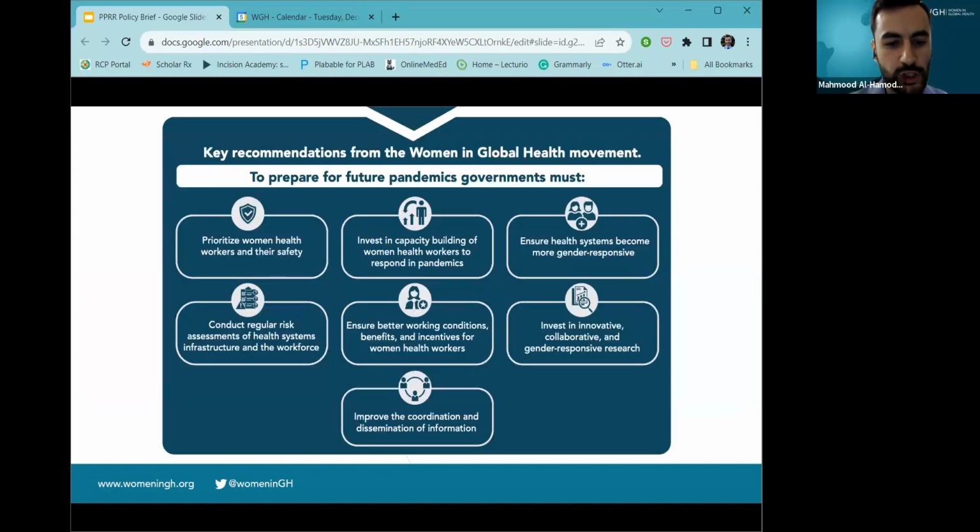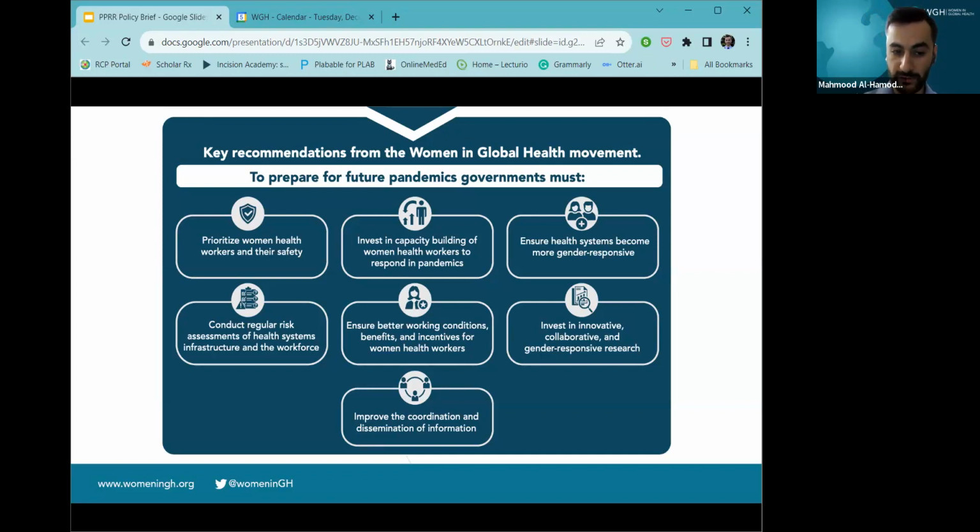These key recommendations include 7 major points that governments must follow in order to prepare for future pandemics and to strengthen the resilience of health systems while ensuring they are gender responsive. Number 1, the prioritization of women health workers and their safety. Number 2, investing in capacity building of women healthcare workers to respond to pandemics. Number 3, ensuring health systems are more gender responsive.